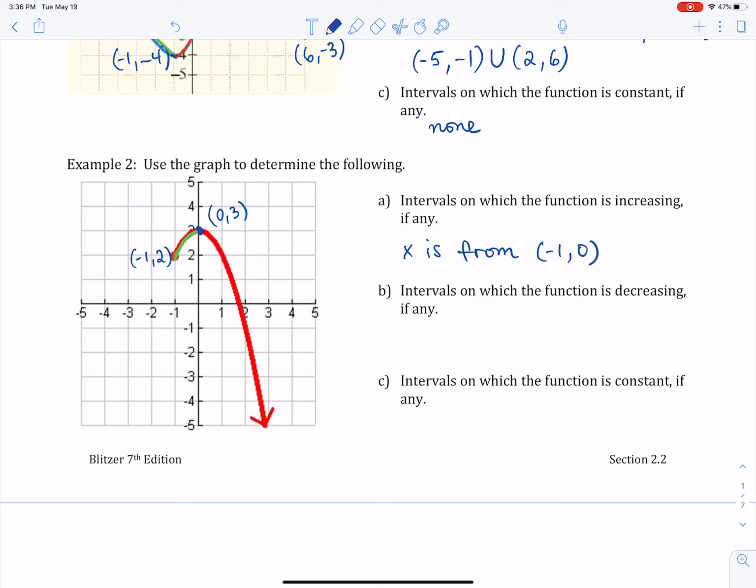Interval on which the function is decreasing, if any. And again, I'm going to take the beginning value for x where that happened, and that looks like 0. And notice that this function would keep dropping. It keeps dropping to infinity, and x grows to infinity also for this period of function decreasing. So x is going to be from 0 to positive infinity for the function to be decreasing. And I don't see any constant intervals, so there is none.